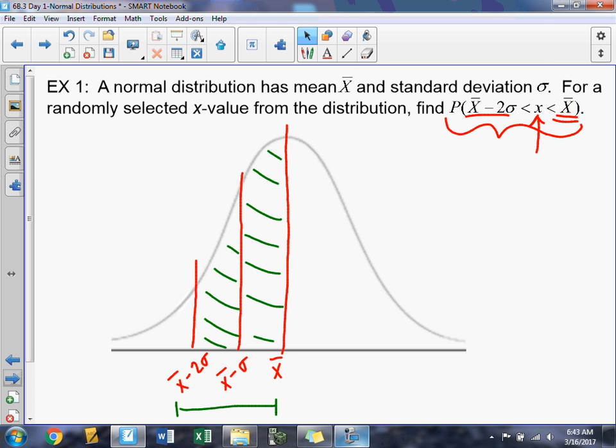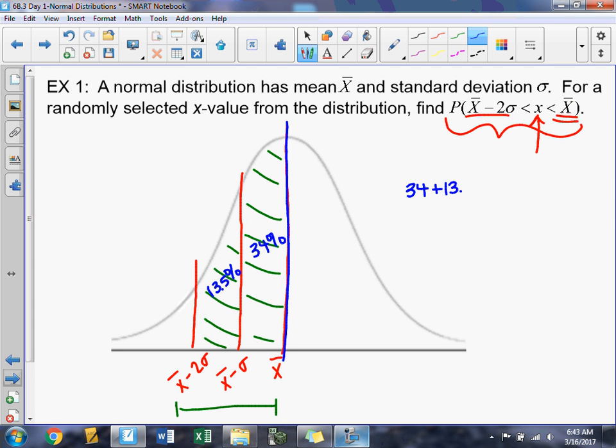Okay, and if we can find that area, we can find the probability. Well, the area under the curve are those percentages. So remember again, if this is the middle, one standard deviation was 68%. So that's 34% because it's half of the 68, and this is 13.5%. You can use percents or decimals. So if we take 34 and 13.5, we're going to get 47.5, which is going to be a percentage. So 47.5% would lie within 2 standard deviations below and the mean. Okay?